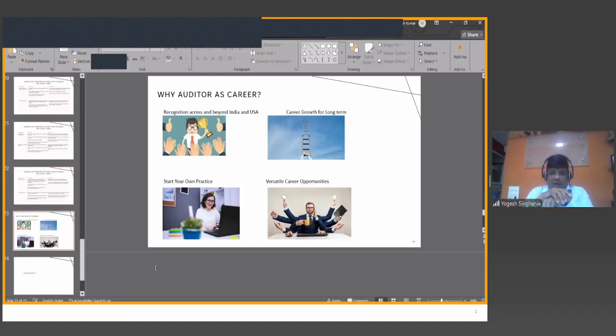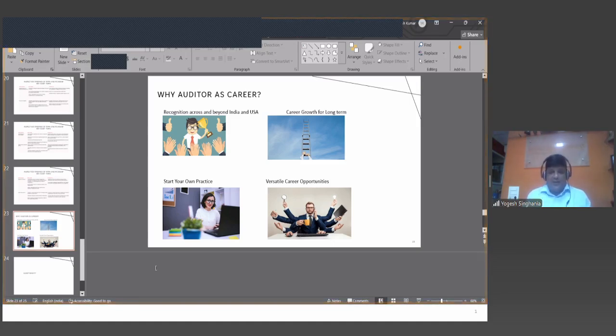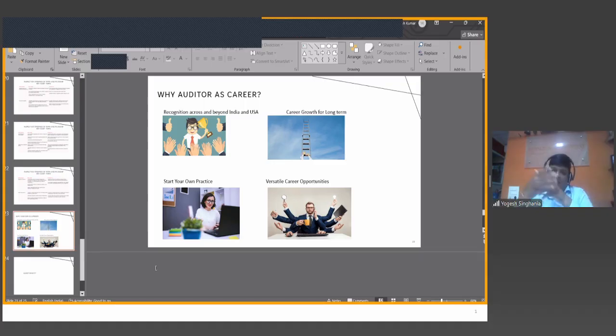I feel audit as a career, we all have studied audit as a subject, which was very boring. But audit as a career is a real struggle. We need to do a lot of hard work, but it makes you a person who can apply your learnings, not only in professional life but also in personal life, and become a good professional.